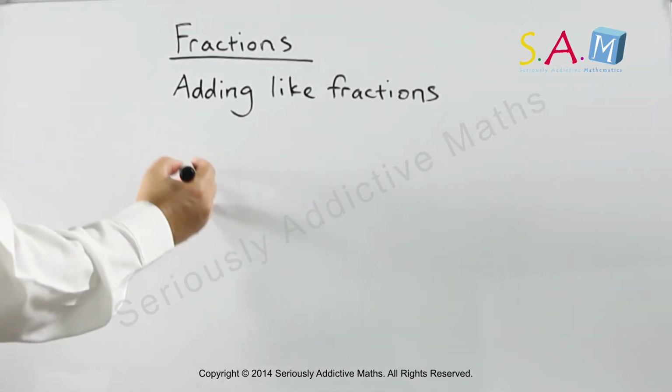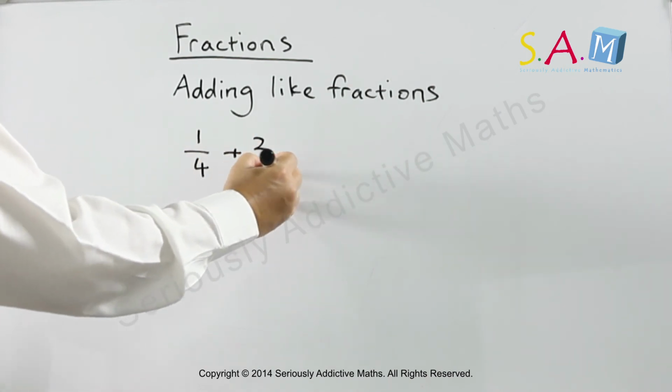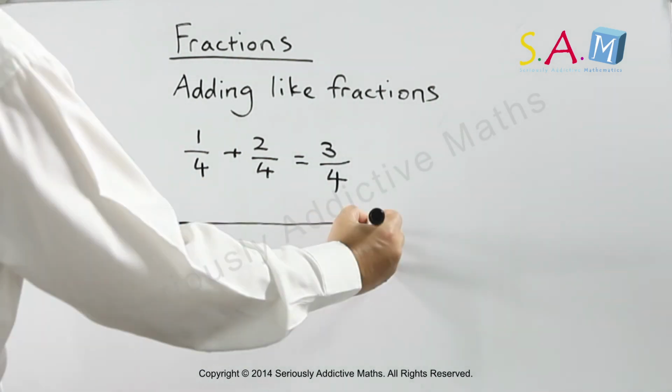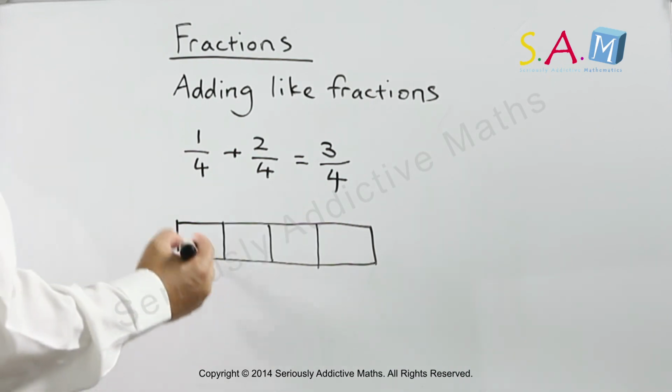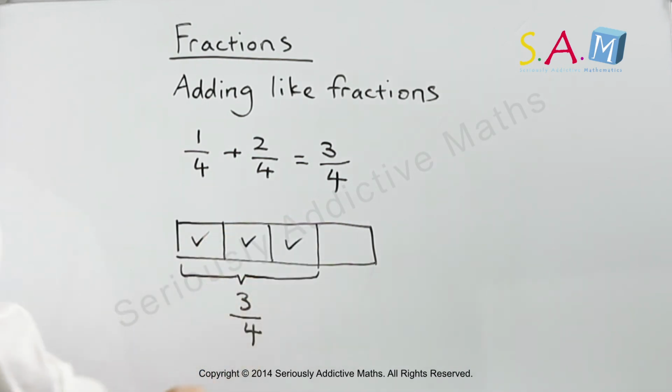For example, 1 quarter plus 2 quarters equals to. I can also show this by a model. If a fraction is divided into 4 parts, I add this part and these 2 parts, I get 3 out of 4.